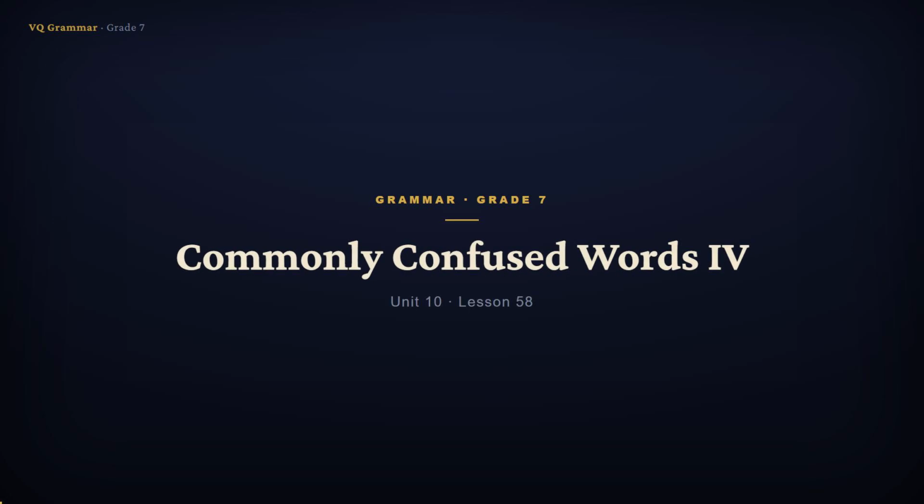Welcome back to Grammar Grade 7. This is Unit 10, Lesson 58, and we're continuing our study of usage, which is all about choosing exactly the right word for what you mean. Today, we tackle 4 more pairs that trip up almost everyone: leave and let, loose and lose, raise and rise, and set and sit. A single letter or one small idea decides which one is correct.